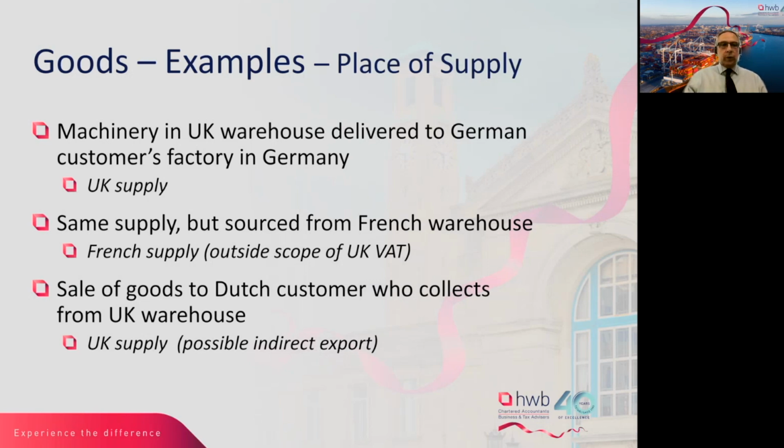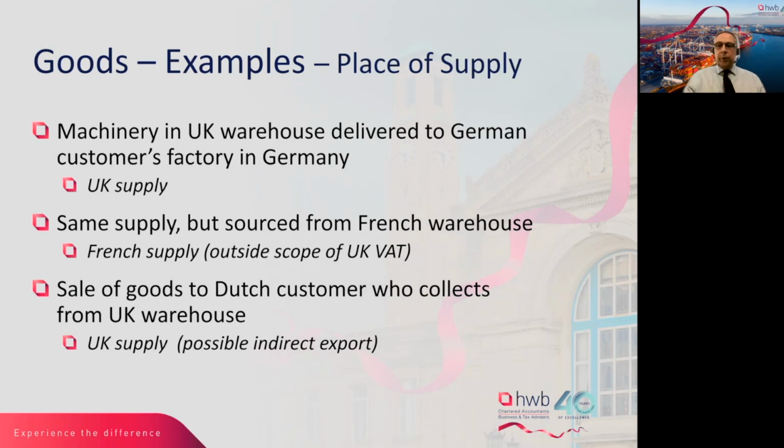If the same situation applies but the machinery was being held in a French warehouse, it becomes a French supply, and as a result, it's outside the scope of UK VAT. A third scenario might be where an overseas customer, in this instance a Dutch customer, collects goods from a UK warehouse. In this situation, it's a UK supply, although it might potentially be capable of being an indirect export.